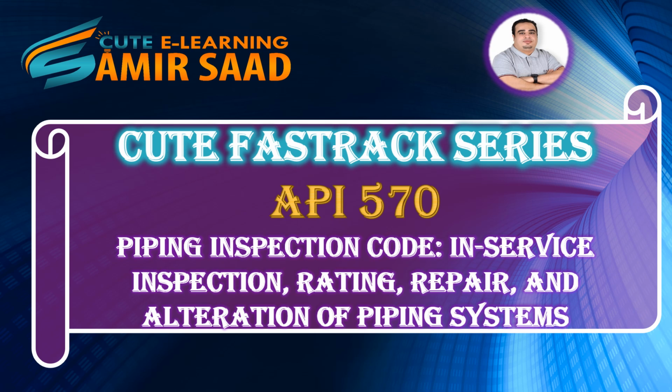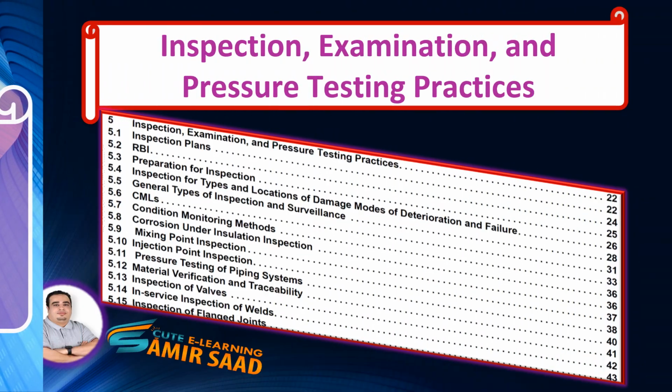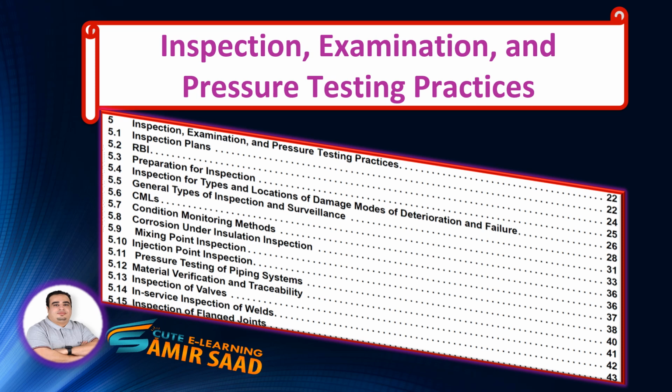Welcome to the Qt FasTrack series for the API 570 piping inspection code: in-service inspection, rating, repair, and alteration of piping systems. In this lecture, we will continue to discuss clause 5, and we highlight important information contained in sub-clause 5.11, pressure testing of piping systems.